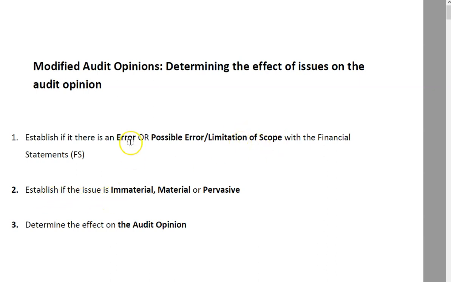Then the next issue, once you know it's an error or a limitation of scope, is to determine the materiality. And once you've done steps 1 and 2, then you can determine the audit opinion by looking at the table we looked at earlier.